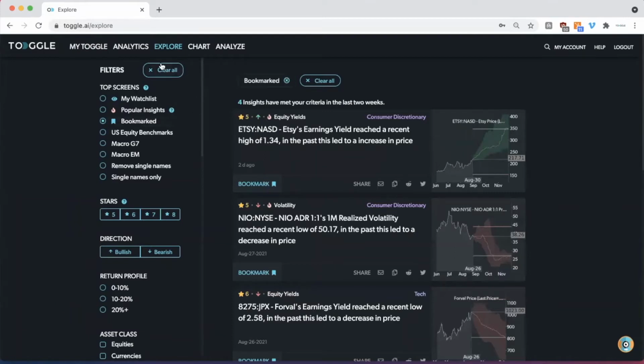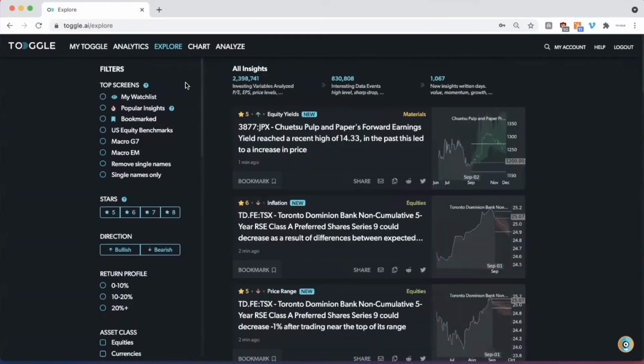So that's the second reason why someone would use Toggle: risk management, being able to know exactly what could have an effect on an asset based on something you're interested in. The third reason to use Toggle would be investment due diligence. Let's say you're interested in investing in an asset and you want to learn more about it. What exactly is driving that asset's price?